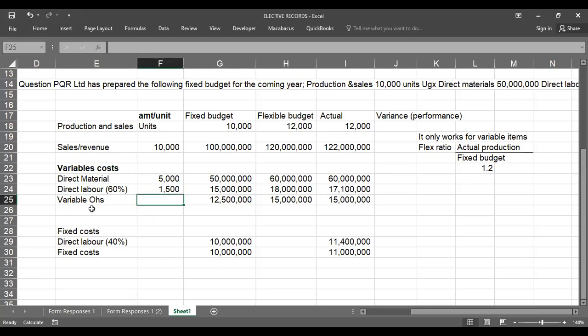Okay, so for variable overheads, you still determine the variable cost per unit, which is this total divided by the number of units that you brought on board. This is the per unit. So for me to get this cost here, it is the variable cost per unit times the new number of units that you have, which is 12,000. You have this. So that is for variable, and that's how we apply it.